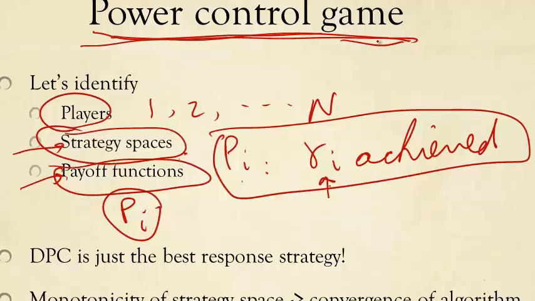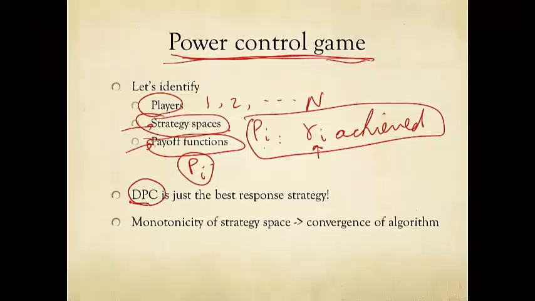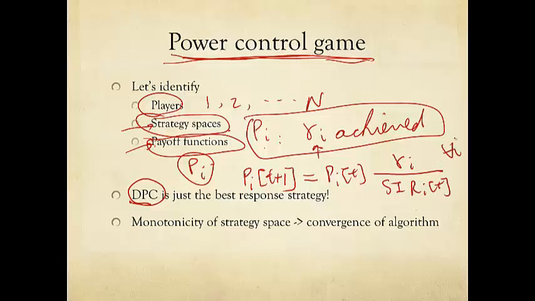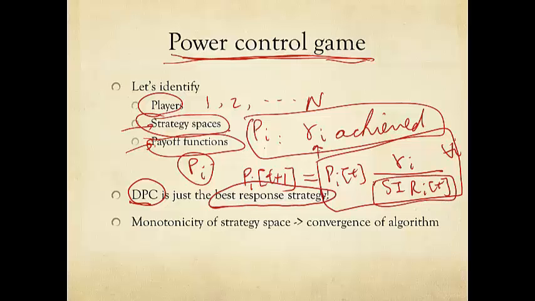And here are two simple but important facts. Fact number one, you can easily verify for yourself, is that the DPC algorithm, what is the algorithm again? It says that the transmit power for each transmitter i at time t plus 1 is the current transmit power times the ratio between the target SIR and the current SIR at time t. And this goes on for all the users. This actually is the best response strategy in response to all the other players' strategies. Whatever they might be, they are reflected through the SIR value.